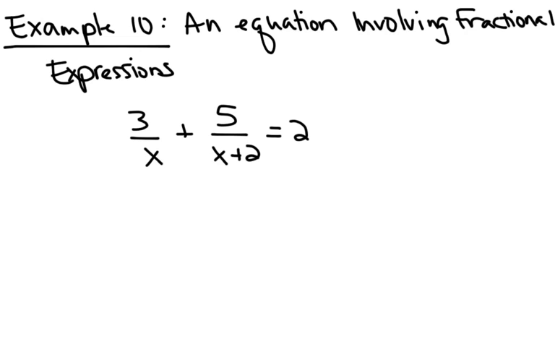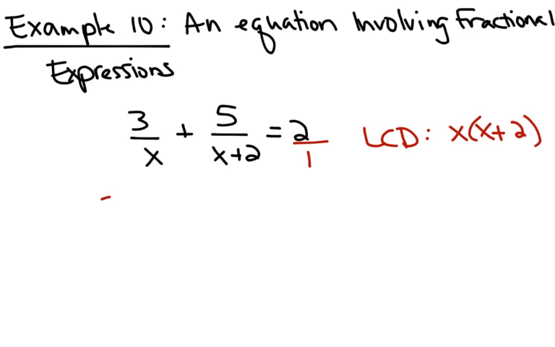For example, this is a rational equation. 3 over x plus 5 over x plus 2 is equal to 2. The way we learned how to do this in Algebra 2 was we would find the least common denominator. Well, if the denominators are x, x plus 2, and 1, the least common denominator is x times x plus 2. I just didn't put the times 1 because what's the point?